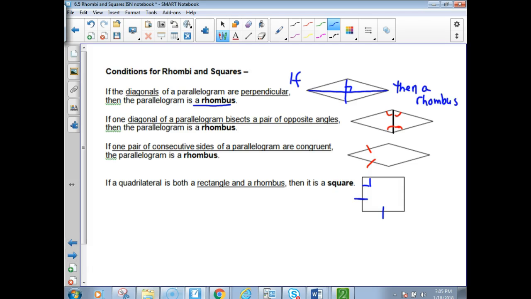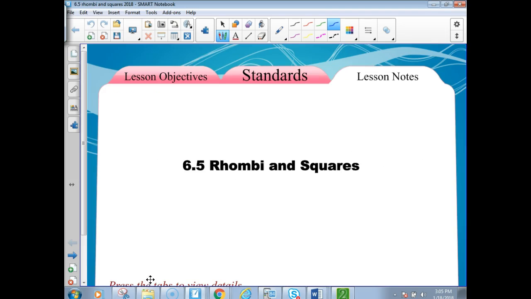I believe that was the end for the ISN. We're going to jump to the packet now.